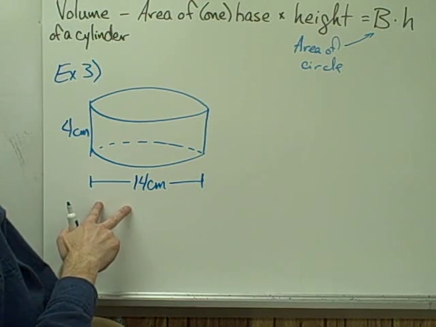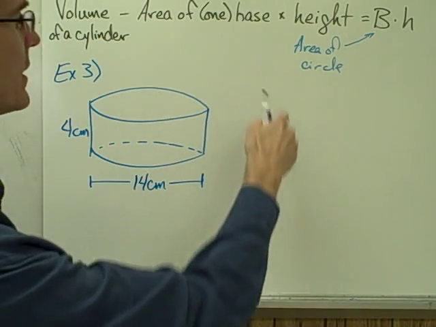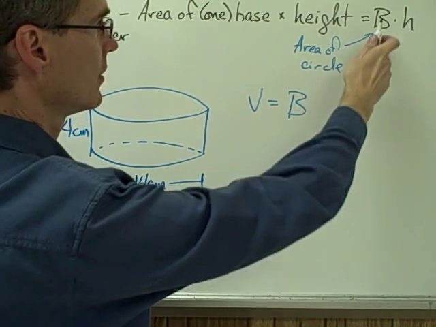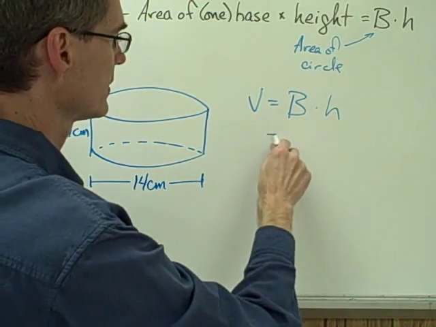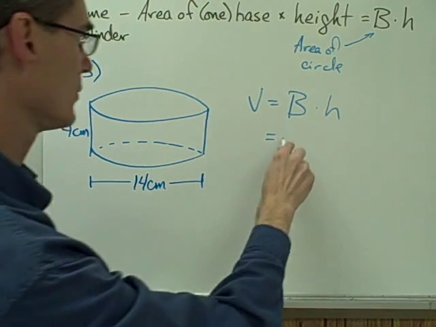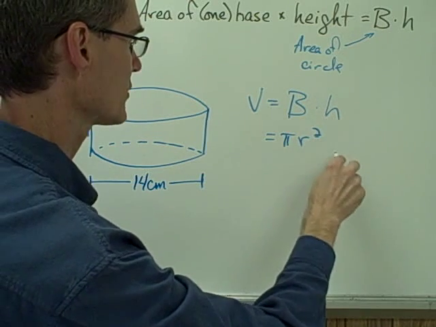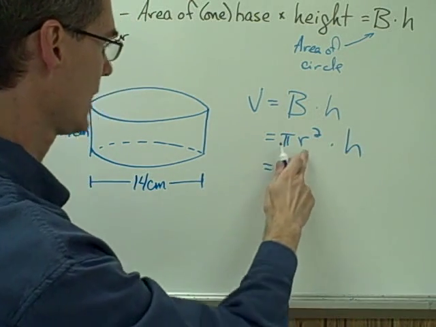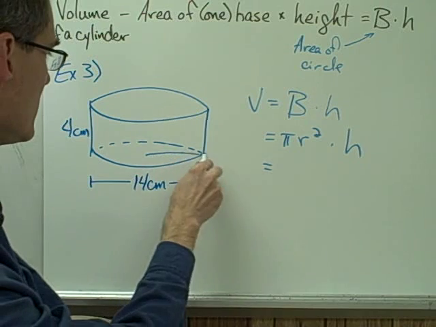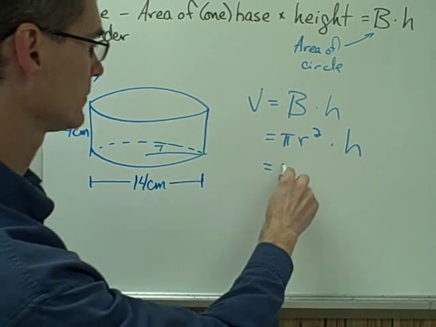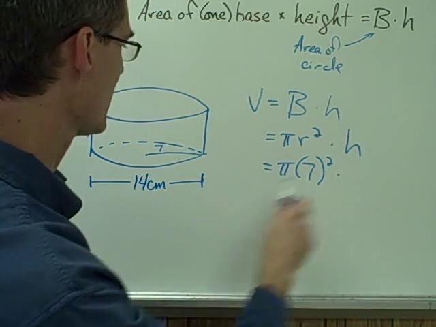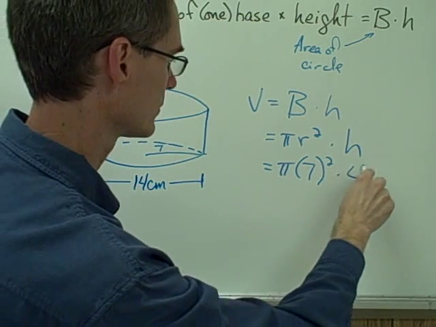So let's calculate the volume for this cylinder. I've got my volume formula right here. Area of my base times my height. So let's see. I need the area of my base. My base is a circle, which means it's pi r squared. And my radius, again, I'm given the diameter, which means my radius here must be half of the diameter, which is 7. So I've got pi times 7 squared times the height of my cylinder, which is 4.